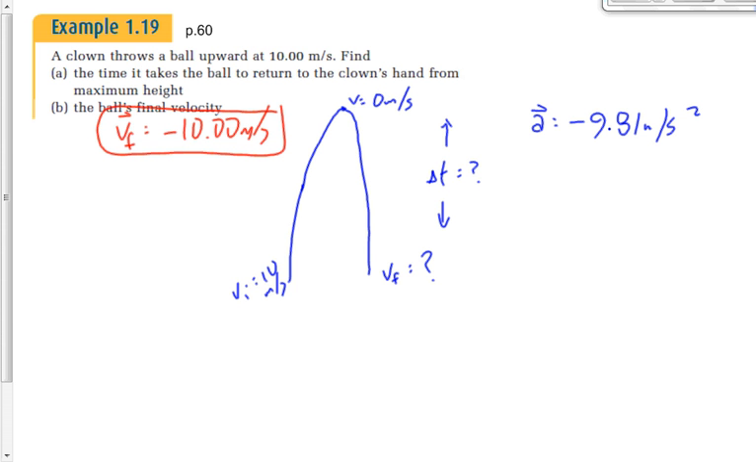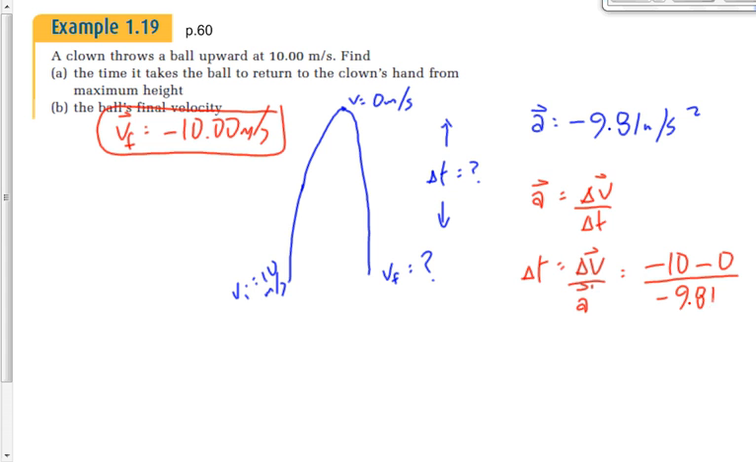Now why don't we say for the first part of the problem, A is equal to delta V over delta T. And delta V would be VF minus VI. So it would be negative 10, that's the final velocity on the trip down, minus 0, over negative 9.81. That's 1.1 seconds. 1.02. Should be 3 digits because of the 9.81, right?